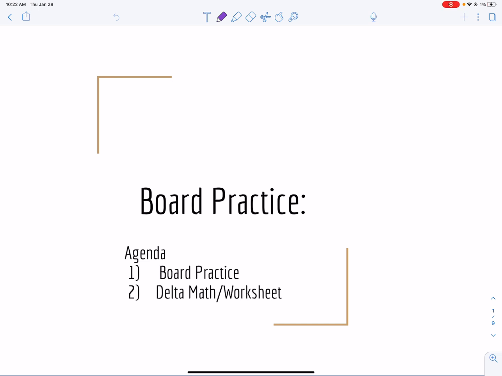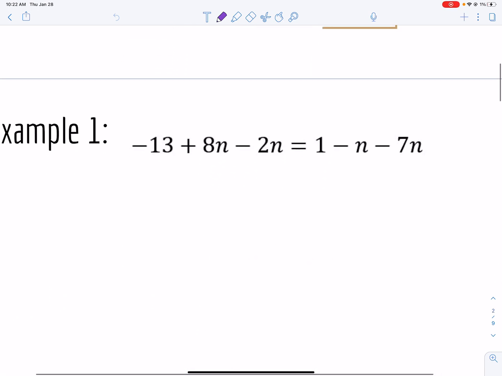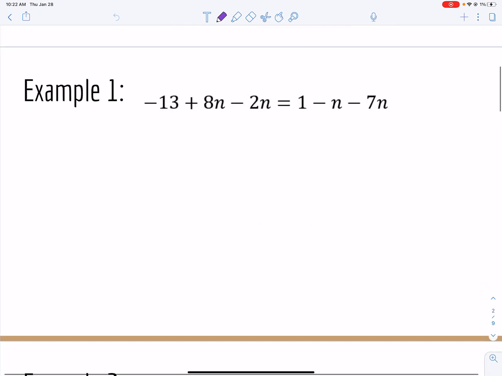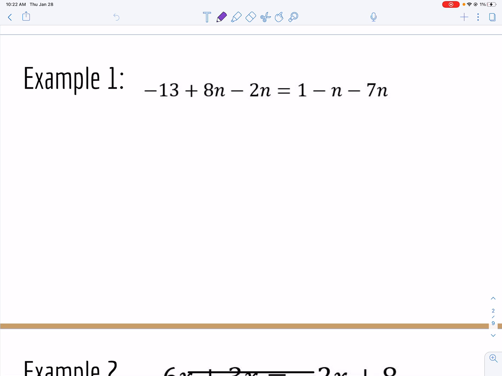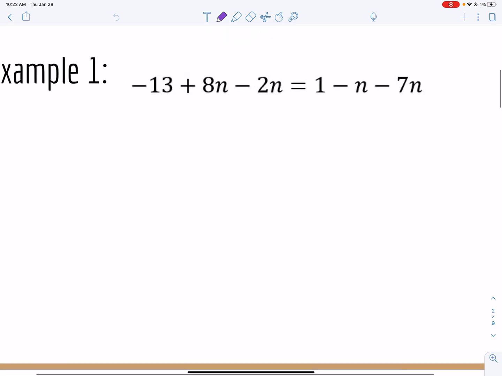All right, we are going to do board practice. So I'm going to work this first one with you, and then I'm going to have you pause and work the next one. Okay, so here's the first example. Go ahead and write it down. If you need to pause at any time, I'm just going to keep teaching.